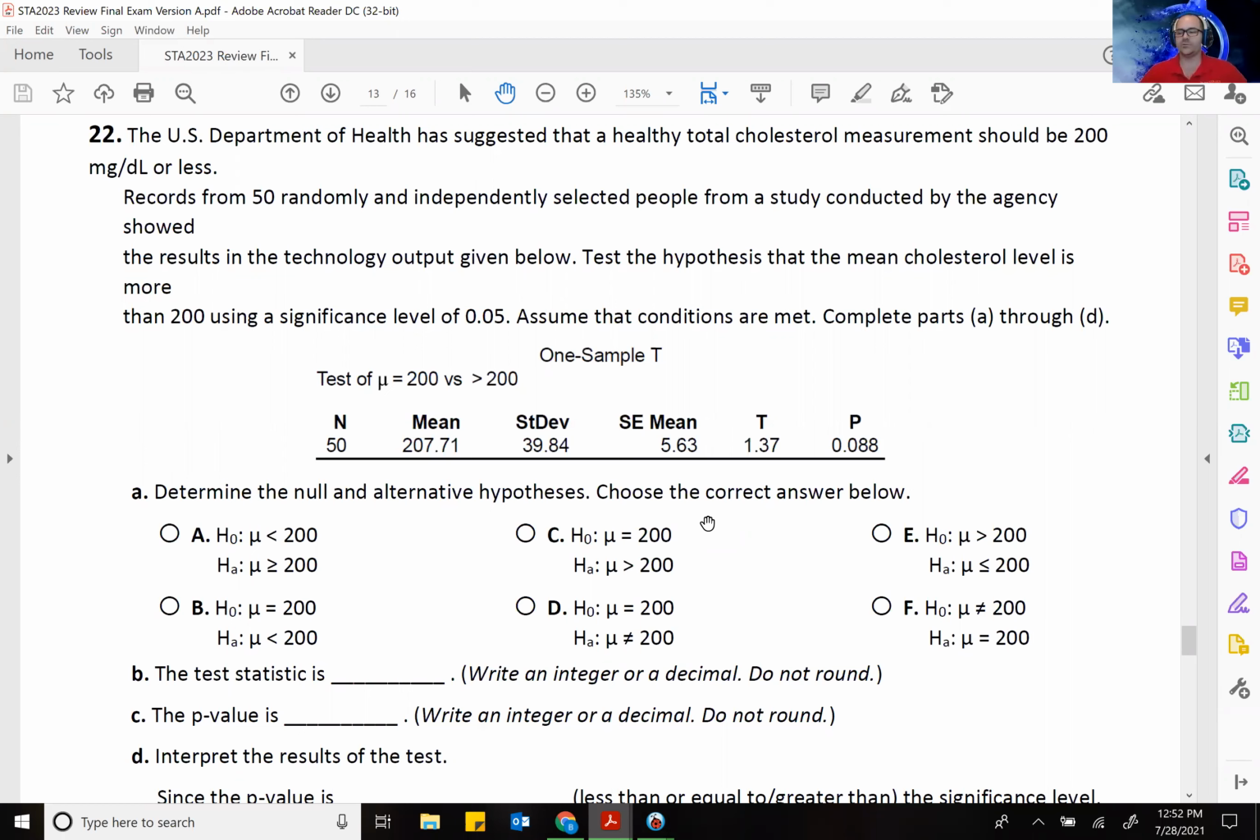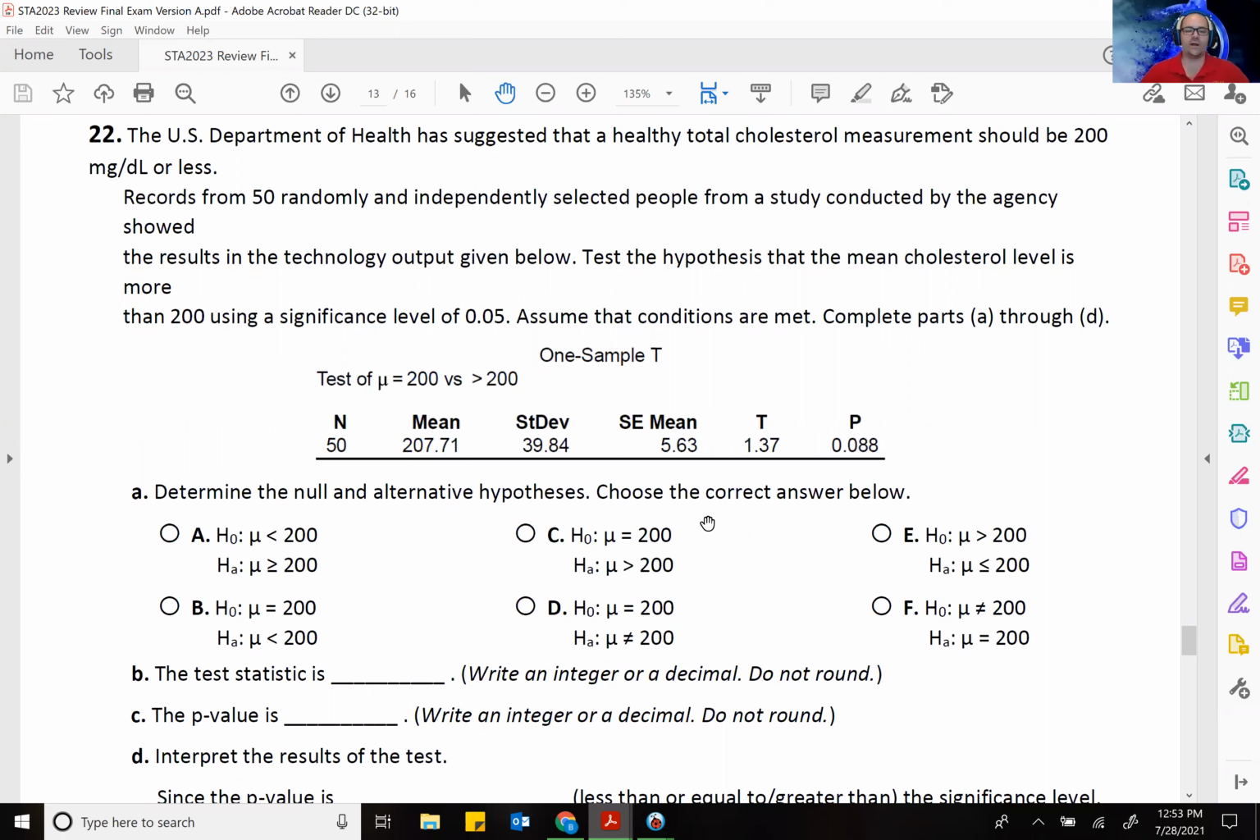All right, so 22. The US Department of Health has suggested that a healthy total cholesterol measurement should be 200 milligrams per deciliter or less. Records from 50 random and independently selected people from a study conducted by the agency showed the result in the technology output below. Test the hypothesis that the mean cholesterol level is more than 200 using a significance level of 0.05. Assume the conditions are met, so we don't have to worry about the CLT. We've already done the CLT question.